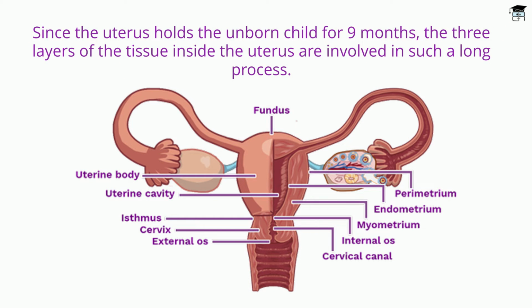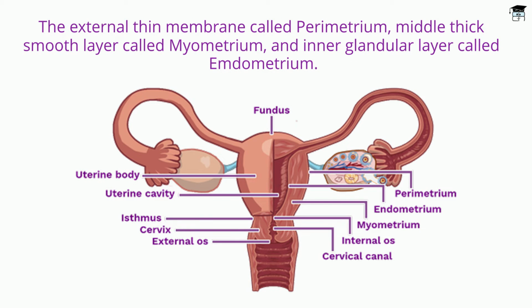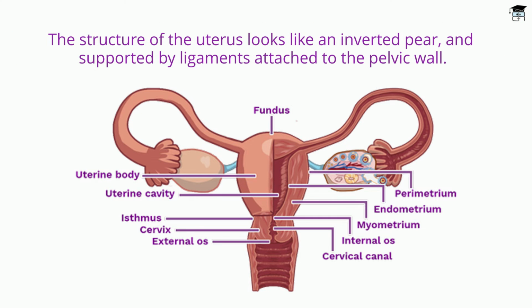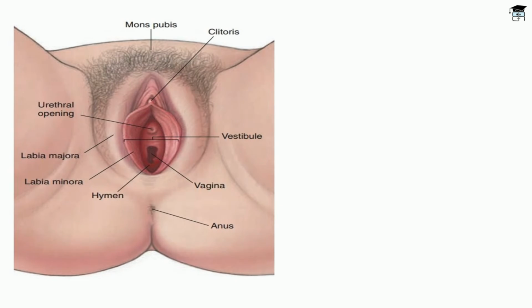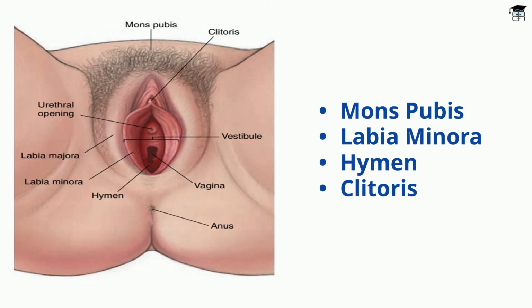Since the uterus holds the unborn child for 9 months, the 3 layers of the tissue inside the uterus are involved in such a long process. The external thin membrane called perimetrium, the middle thick smooth layer called myometrium, and the inner glandular layer called endometrium. All the 3 layers line the uterine cavity. Let us now study the various parts of the external genitalia of the female reproductive system, that includes mons pubis, labia majora, labia minora, hymen, and clitoris.